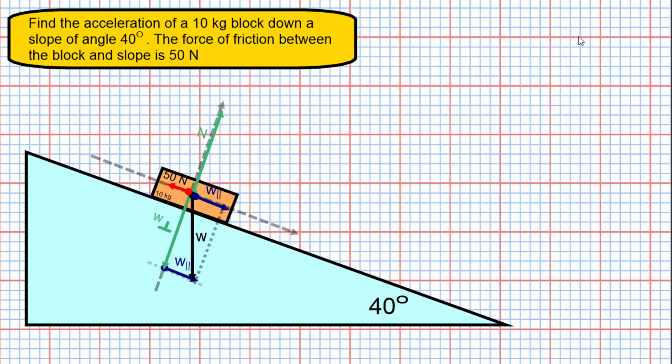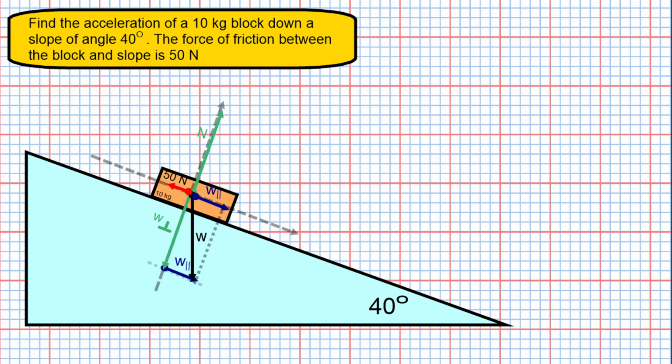So there we have it. There's all the forces resolved for us, and all we have to do now is work out the resultant force down the slope. We know that the motion of the box is not going to be in the perpendicular direction, so the normal reaction force will cancel out the perpendicular weight component, so that's out, so we have no unbalanced force in the perpendicular direction.